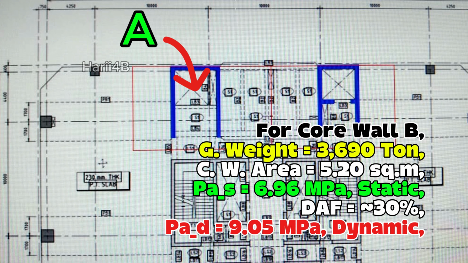For core wall B, the gross weight carried is equal to 3,690 tons divided by a core wall area equal to 5.2 square meters. Hence, the axial pressure shall be 6.96 megapascals. Note again that this is for static condition only. When an earthquake occurs, we increase the weight with a dynamic amplification factor of at least 30%. Now, the axial pressure is equal to 9.05 megapascals.